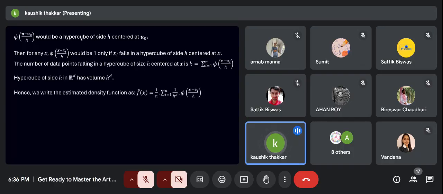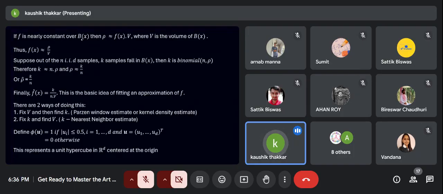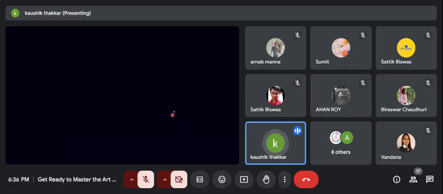So the density estimate is now given by 1 upon n, times the summation of the total number of points falling inside that particular area, divided by the volume, that is h raised to the power d. I can go back once. You can see that f hat was nothing but k upon n times v. So now the volume is h raised to the power d, and k is nothing but the number of points that are falling in that volume centered at x, right?